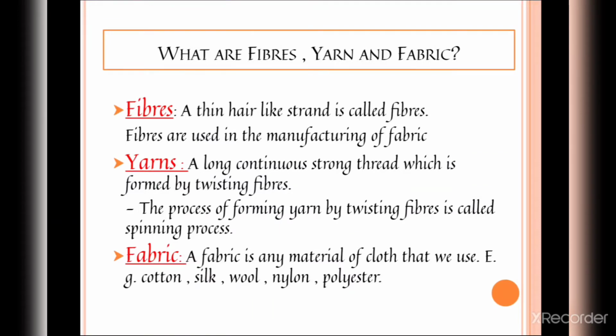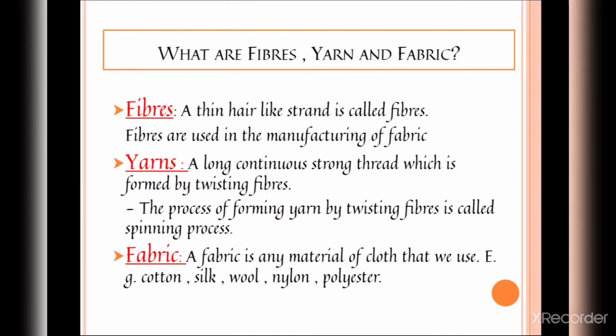Okay, so from that we can't directly make the fabric, we have to process it. For providing the strength, we are going to combine 2 to 3 hair-like strands and twist it so that we will get a long, strong, continuous thread, and this is called yarn. The process of making yarn from the fibers is called the spinning process. In the spinning process, they take 2 to 3 hair-like strands and twist them so that we get a long and strong continuous yarn.